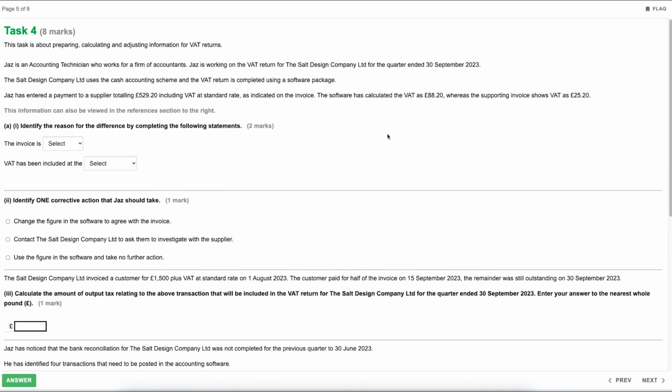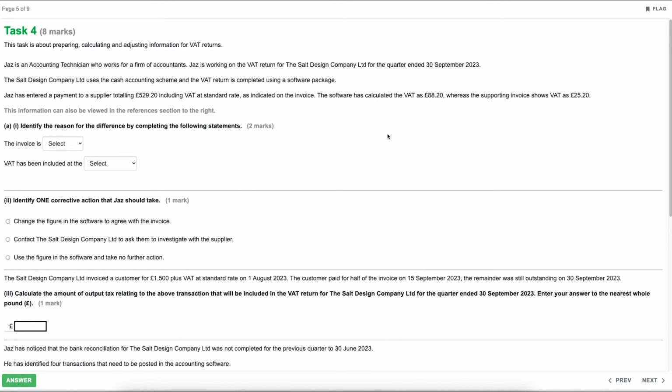So then task 4 is worth 8 marks and it is about preparing, calculating and adjusting information for VAT returns. Jazz is an accounting technician who works for a firm of accountants. Jazz is working on the VAT return for the Salt Design Company Limited for the quarter ended the 30th of September 2023. The Salt Design Company Limited uses the cash accounting scheme and the VAT return is completed using a software package.